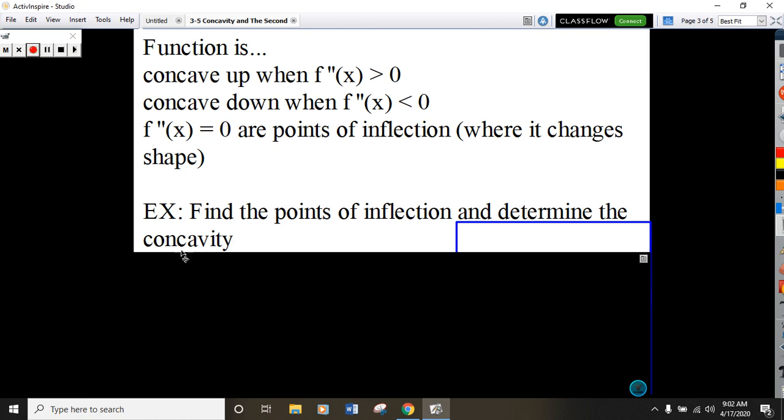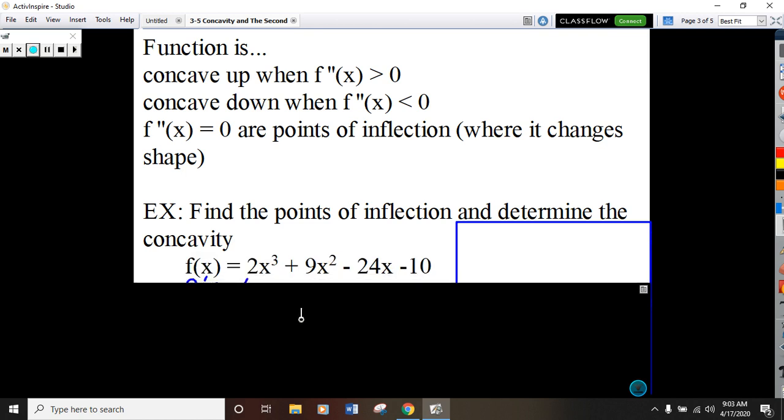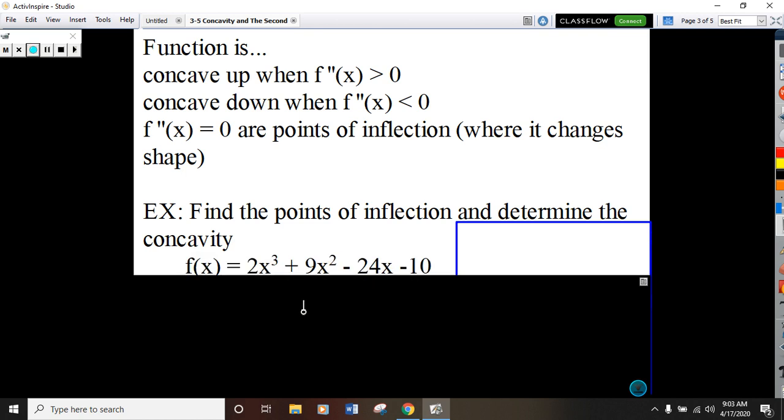And then the other thing we're going to do is determine concavity, and that's where we're going to look at the graph. If the graph of the second derivative is above the x-axis, it's concave up. If the graph of the second derivative is below the x-axis, it's concave down.